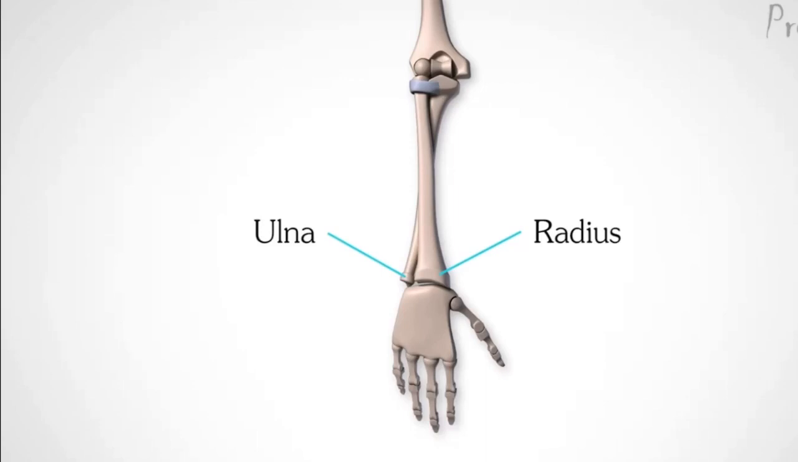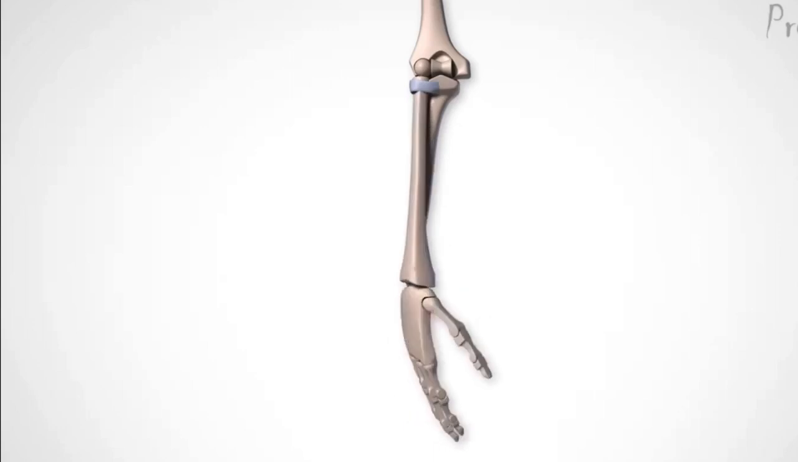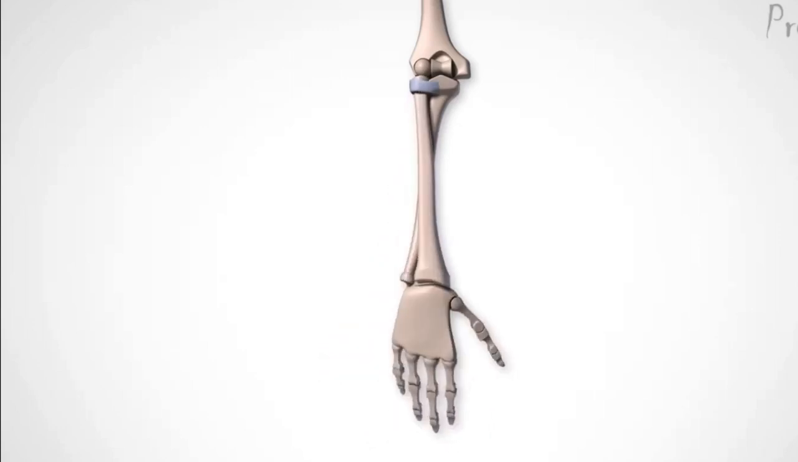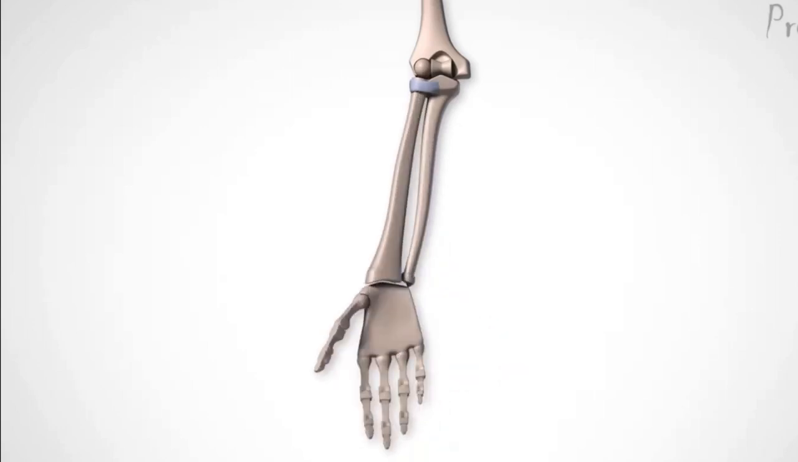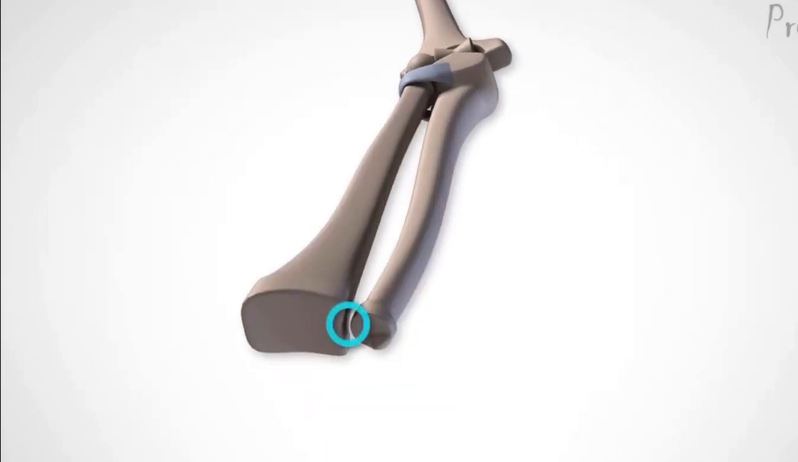That means the ulna is basically still, because the joint does not allow the ulna to move, but the radius only moves and it provides the uniaxial movement. And yes, don't forget that the base of the ulna and radius is also a hinge joint.